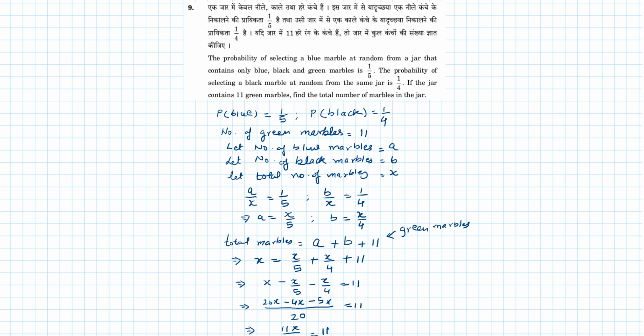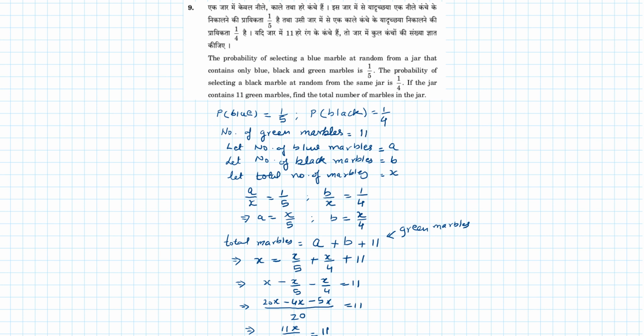Now the probability of selecting a blue marble at random from a jar that contains only blue, black and green marbles is 1/5. Okay, so what did we do? What is given? Probability of blue is 1/5, that is given. Probability of black is 1/4. And we are also given that the jar contains 11 green marbles. So the number of green marbles is equal to 11.